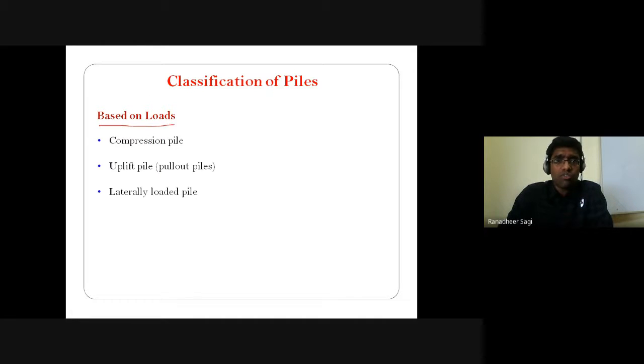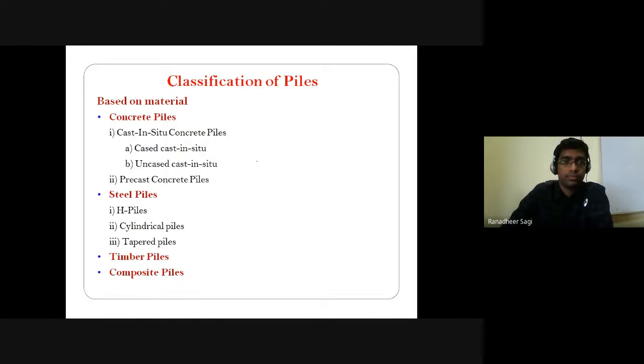Based on the loads, how do we classify the piles? Piles subjected to compression loading, piles subjected to uplift loading, and piles subjected to lateral loading. And based on the material used in construction, we can come across concrete piles, steel piles, and timber piles, depending on the material used. If timber material is used, we call them timber piles.